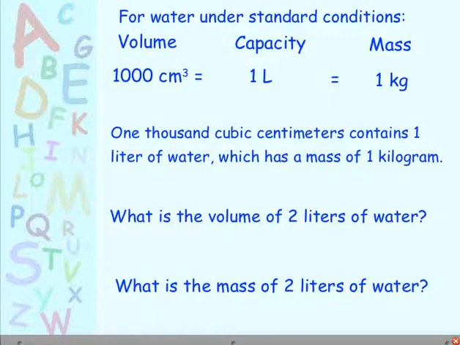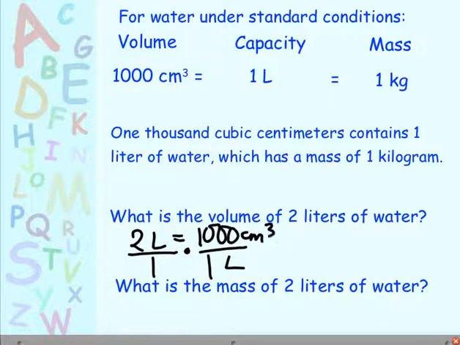Now we have another way to look at these same conversions, because things don't change, we just have it written differently. We say 1,000 centimeters cubed is 1 liter, which is 1 kilogram. So all of these conversions, we can just look at them differently, but we have the same things. So what's the volume of 2 liters of water? If I have 2 liters of water, I can use a conversion here, 2 liters over 1 times 1 liter is the same thing as 1,000 centimeters cubed. So we get 2,000 centimeters cubed. That is the volume of 2 liters of water.